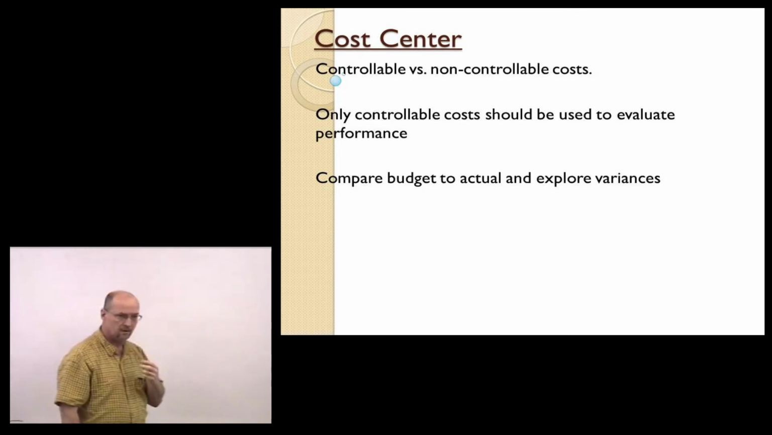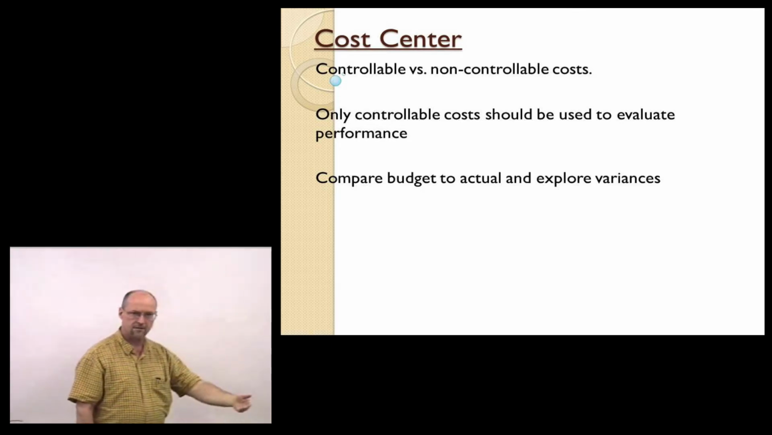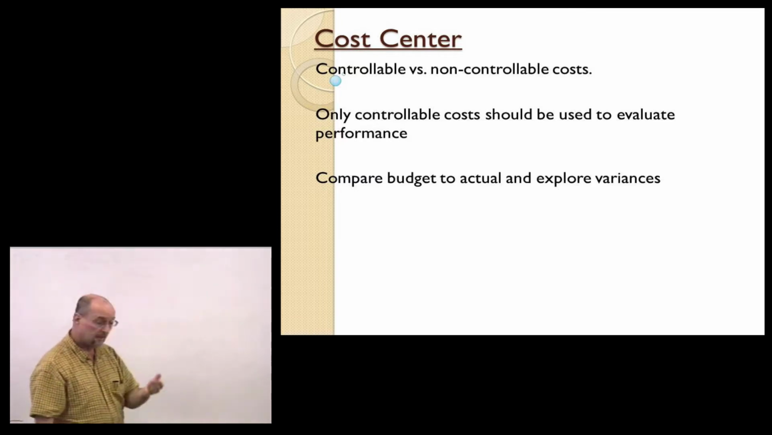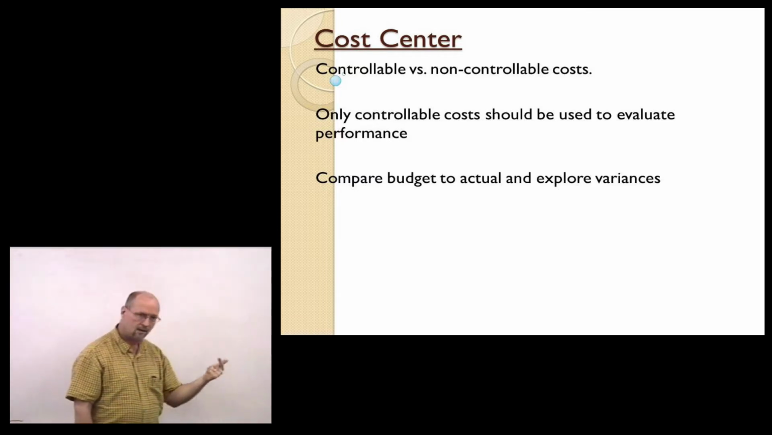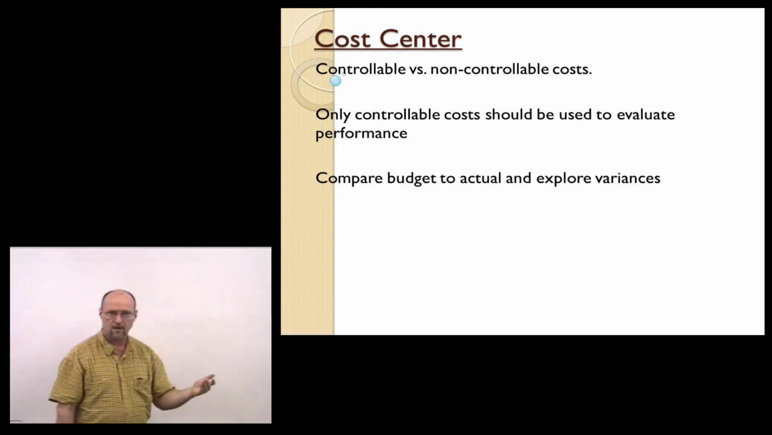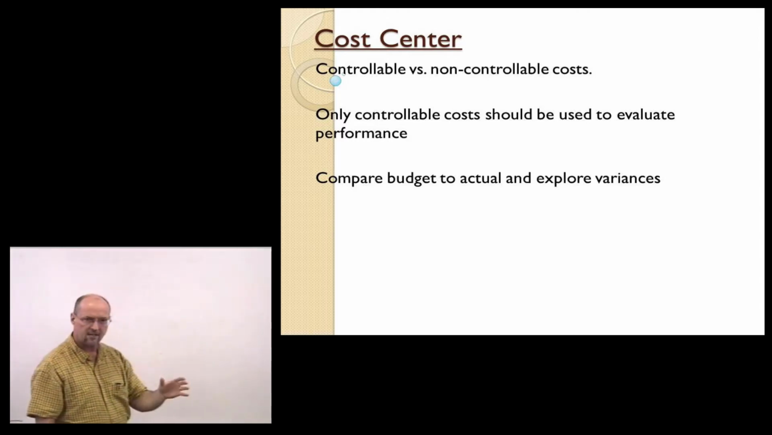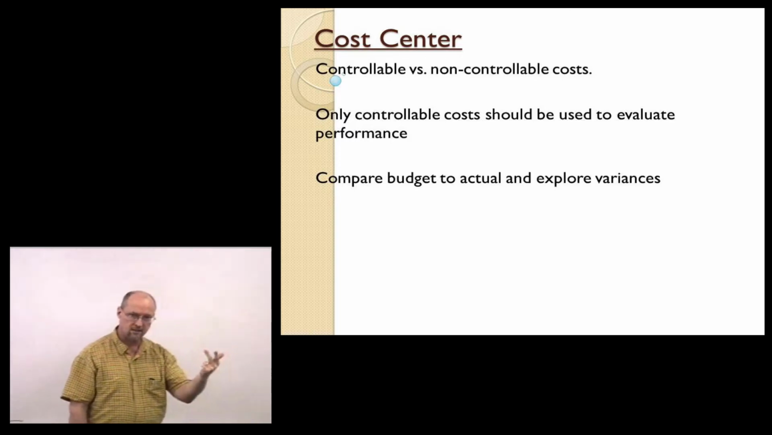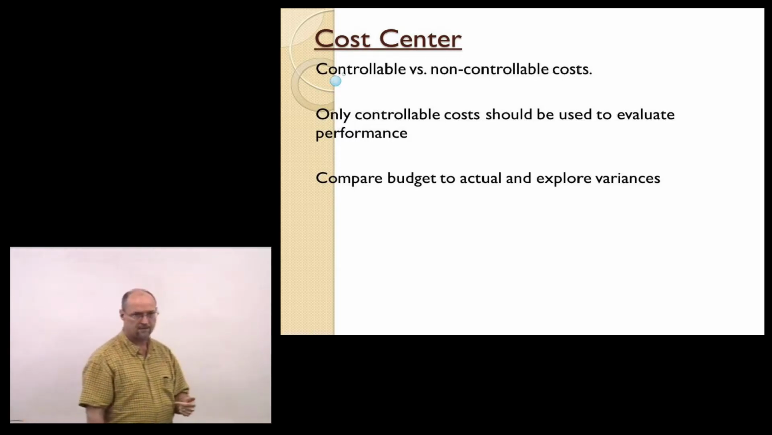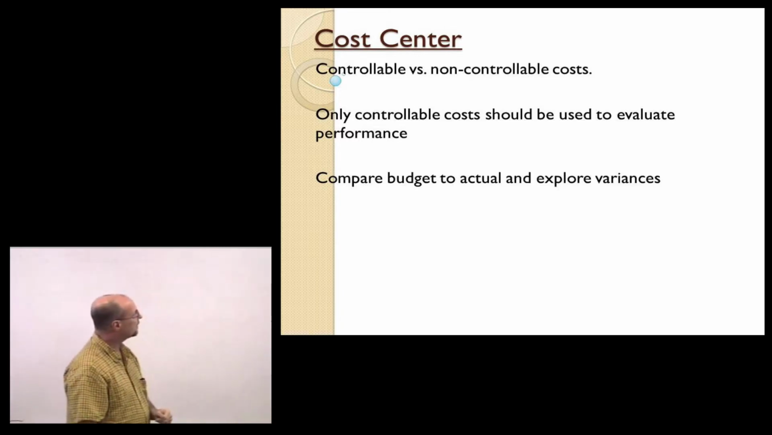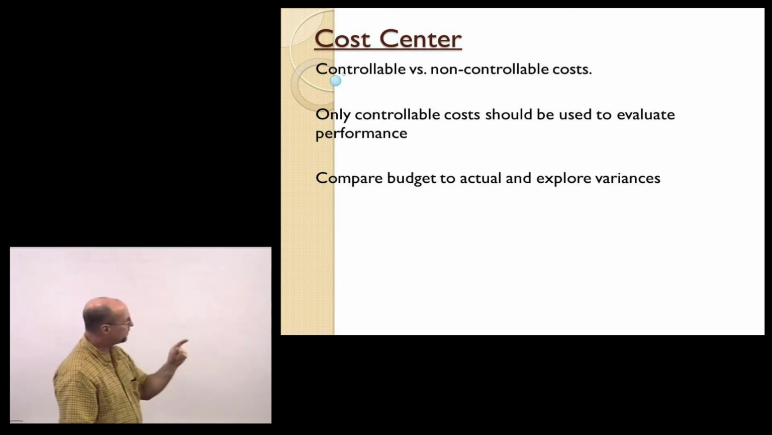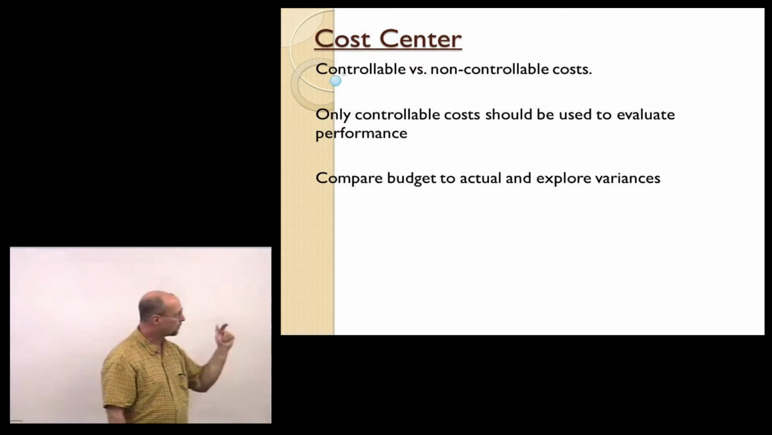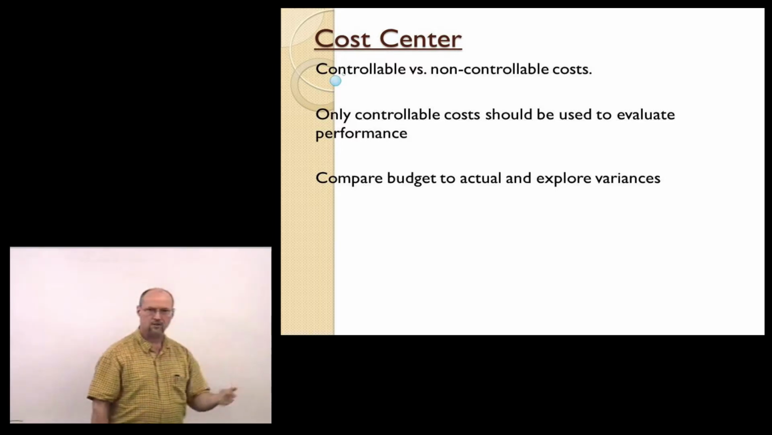But at a more local level, department manager, restaurant manager, certain costs like property tax, insurance on the property, depreciation on the property are out of their control because they didn't pick the location, the size of the store, etc. But cost of labor, cost of utility, materials, etc., that is within their control. So we differentiate between controllable and non-controllable costs, and you should only evaluate performance using controllable costs. Okay? And as we saw previously, we'll compare budget to actual performance, and we'll explore variances.